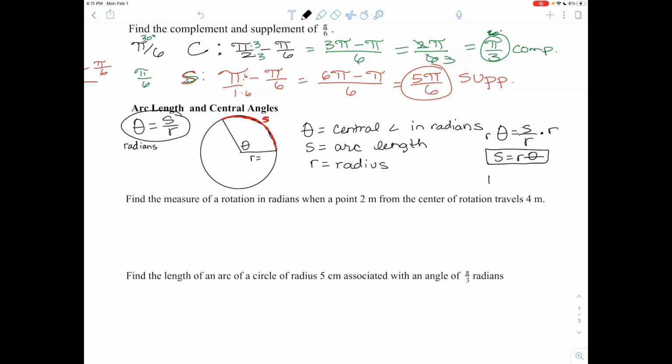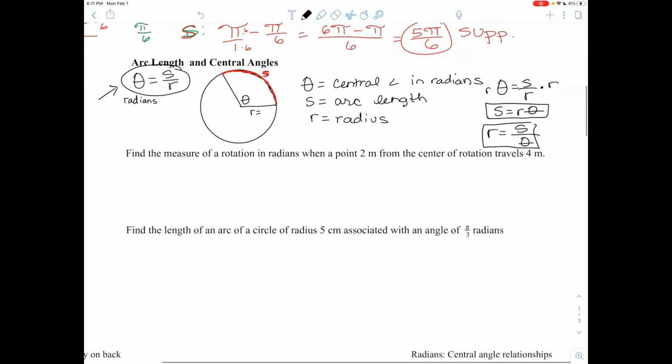And the other one would be radius equals arc length over theta. So those are the three forms of this formula. You can always, of course, just work off of theta is equal to the arc length divided by the radius if you want. It doesn't matter.